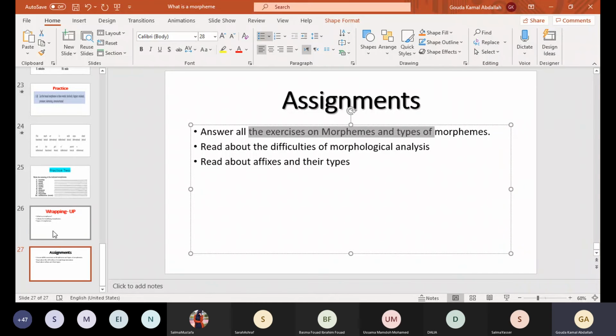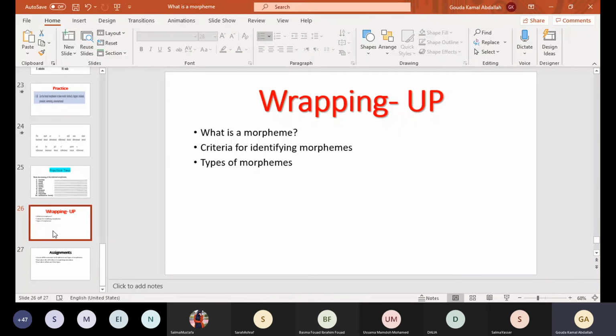Okay? So just to wrap up, to conclude our session, we started our session by identifying a morpheme, and we said a morpheme is the minimal unit that has a meaning or a grammatical function. And we said we have three ways to identify a morpheme, which are, what are the three ways?